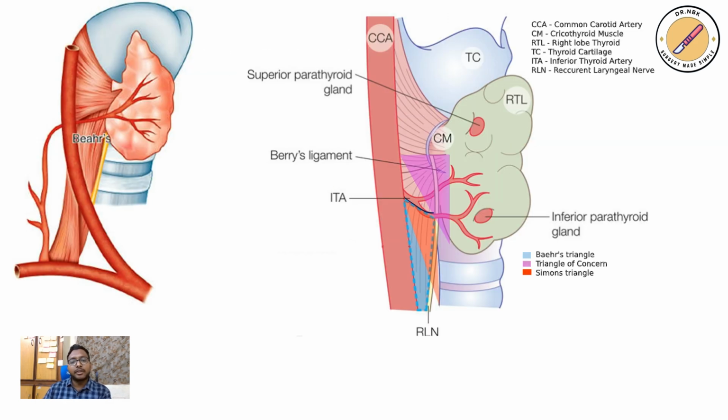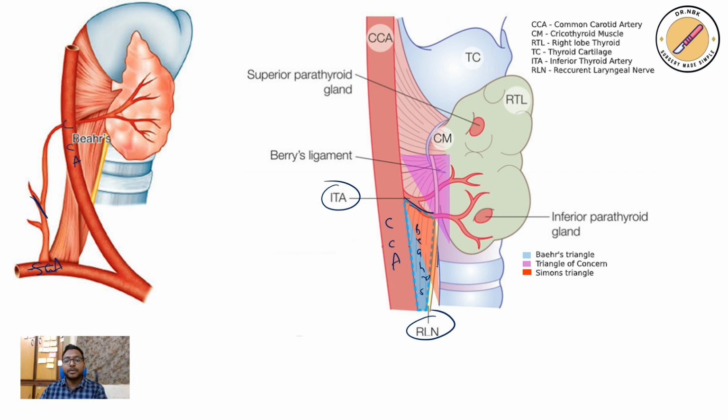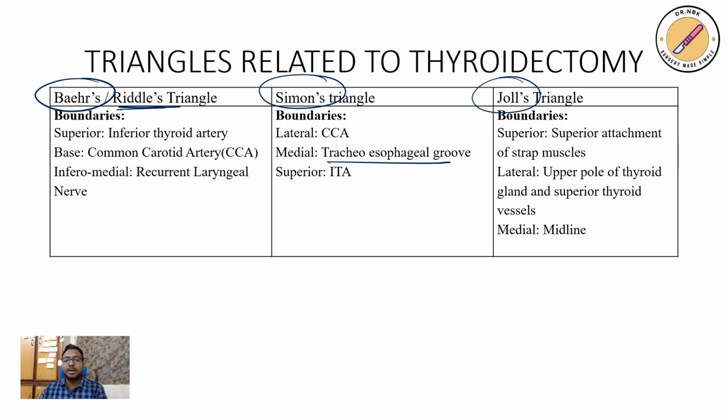So this is Beahrs' triangle, which is also called Riddle's triangle. Superiorly, you have the inferior thyroid artery. Please understand, the inferior thyroid artery is a very deep branch, which goes behind the common carotid artery. The inferior thyroid artery is a branch of the thyrocervical trunk, which is a branch of the subclavian artery. This is the common carotid artery, and inferomedially, you have the recurrent laryngeal nerve. This is Beahrs' triangle. Now, there is another triangle called Simon's triangle, where you have the common carotid artery again, which is lateral. Medially, you have the tracheoesophageal groove. Superiorly, you have again the inferior thyroid artery. Instead of the recurrent laryngeal nerve, you have the tracheoesophageal groove. That is the only difference between Simon's and Beahrs'.